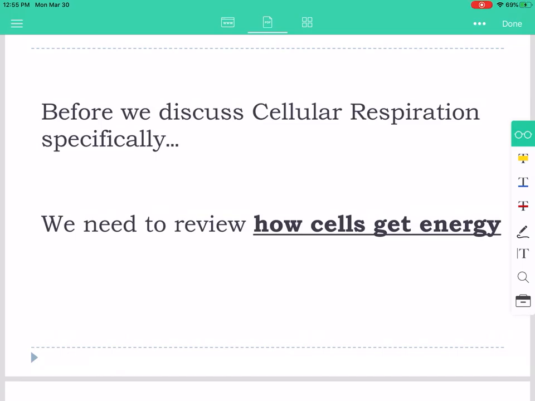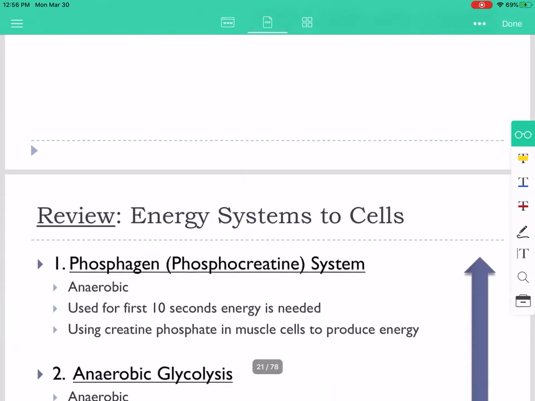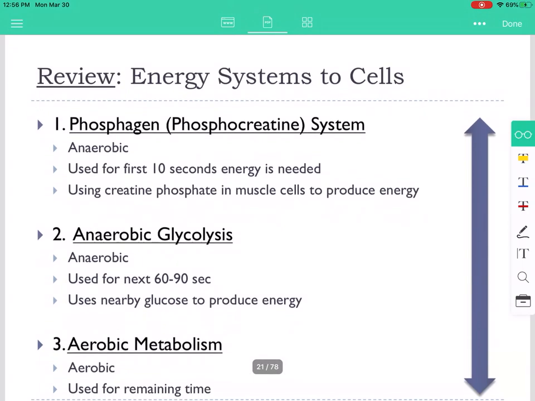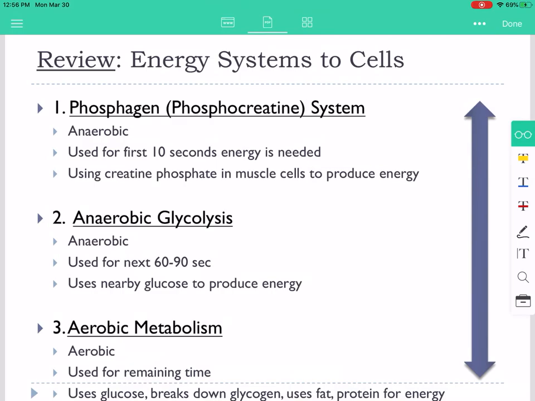Okay, so we're about to talk about the specific steps of cellular respiration, which is going to be glycolysis, the Krebs cycle, electron transport chain. Oh my God, I bet you can't wait. But I do want to do one quick review before we start talking about those specific chemical steps.